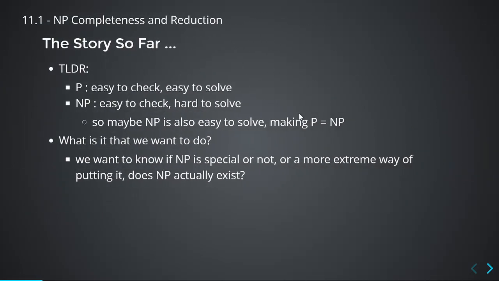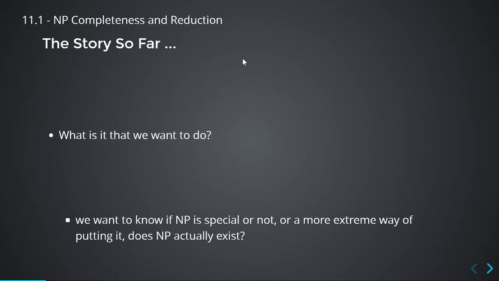So in short, P is easy to check, easy to solve. We know P, we love P, polynomial time, right? We've done a lot of P stuff. NP is easy to check, but it's hard to solve. Or is it? Well, that's the thing. Maybe NP is also easy to solve, and that makes P equal to NP. That is what we want to do. We want to know whether or not NP is special. Or maybe another way to say it is like, does NP actually exist? What do I mean by that?